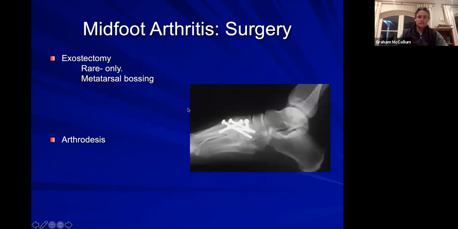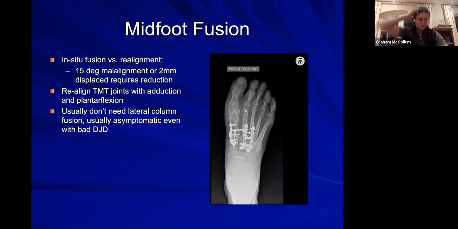So surgery for midfoot arthritis, I mean, you can remove the bony bump. Sometimes these patients have quite a large osteophyte that's quite easy to access and remove. It's a bit like metatarsal bossing. In some instances, it's not a degenerate joint. It's just quite a large osteophyte there that rubs on a cycling shoe or something, and one can remove that, but still not a quick fix. And then obviously arthrodesis.